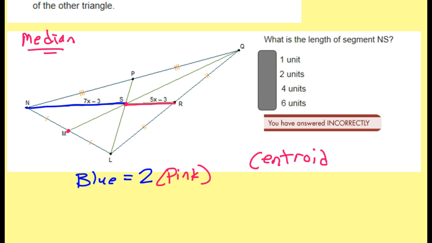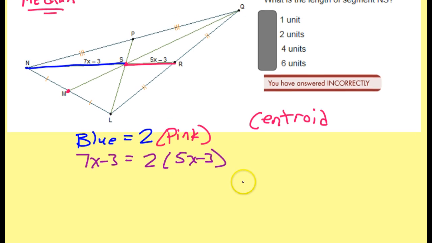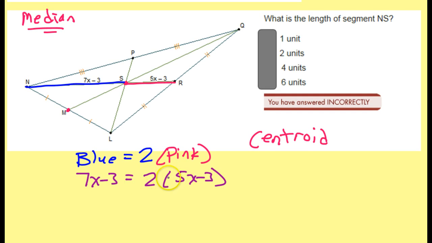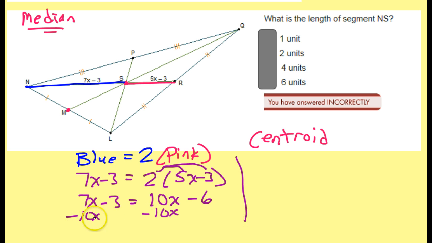So that means that the 7x minus 3 part should be double the size of the 5x minus 3 part. That's the key to this whole thing. So just solving this equation out. So I'll have my 7x minus 3, little distributive property over here, and we have 10x minus 6. Let's get these like terms together. So I'm going to subtract 10x from both sides to get these x's together.